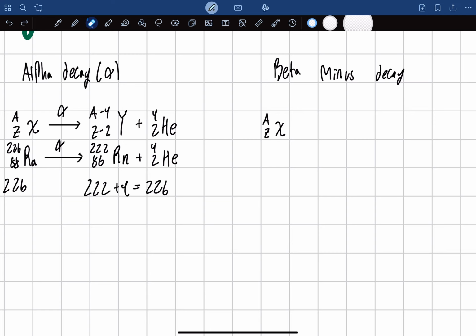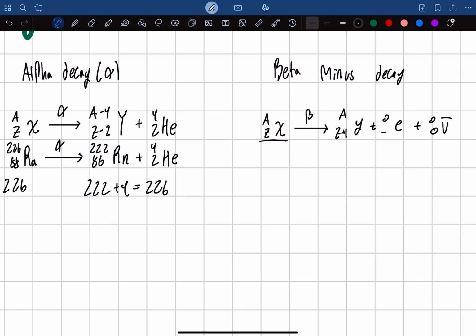beta decay. So this time, your daughter nucleus is going to gain a proton, and you're going to shoot out an electron, and then plus this. So a neutron in the nucleus is converted to a proton. So here, a neutron is converted to a proton.